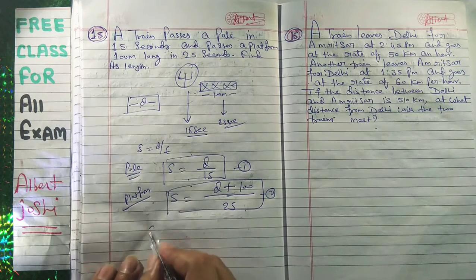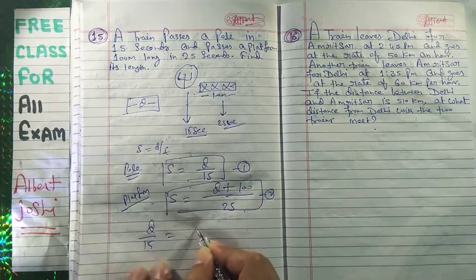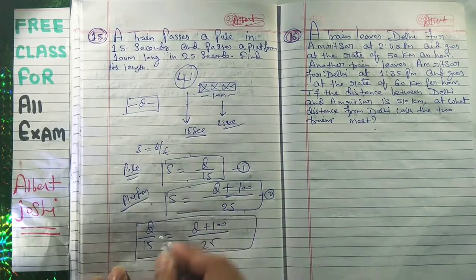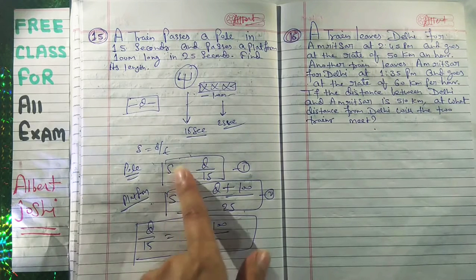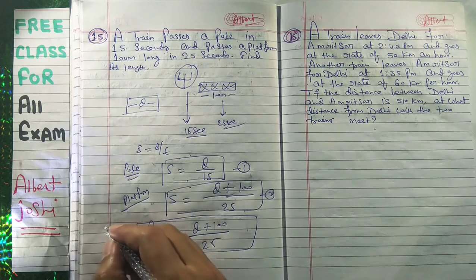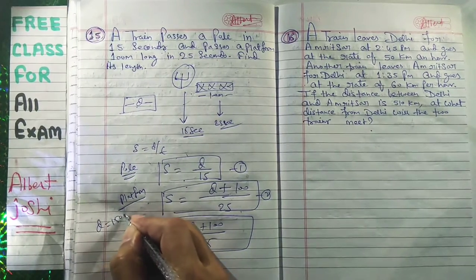Or you can also write D upon 15 is equal to D plus 100 upon 25. Then you will get the value of D. No need to solve this here. Okay, so I think you understand. If you solve it, you will get 150 meter. This D is equal to 150 meter.